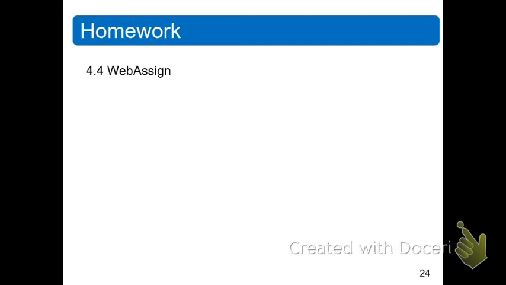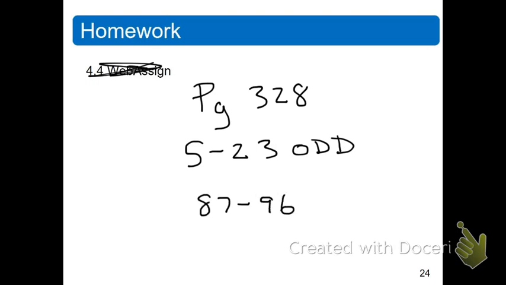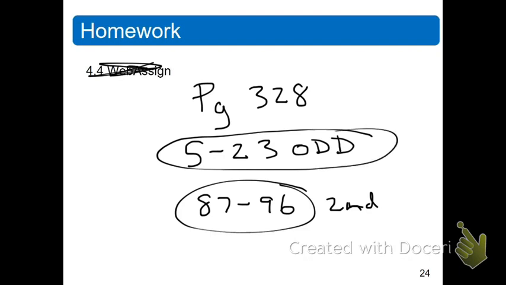So you've already been assigned the 4.4 WebAssign. What I want to do is add to that. I want you guys to do page 328, 5 through 23 odd. Those are the first fundamental theorem of calculus, which was all your WebAssign. And now let's add in 87 through 96. This is the second fundamental theorem of calculus right here. So I want you to do 5 through 23 odd, and 87 through 96. You guys can work on that.